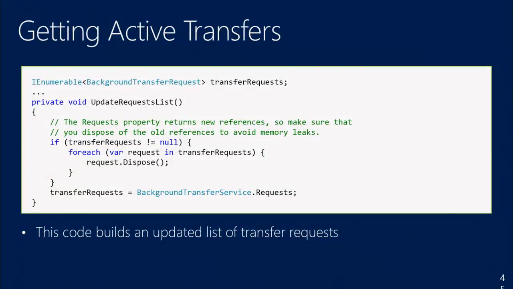This is the code to actually fetch the transfer requests, and what this code does is effectively it just grabs them and builds a list of them, which you could then put into a control on the display, whatever you want to do with it, and work your way through.